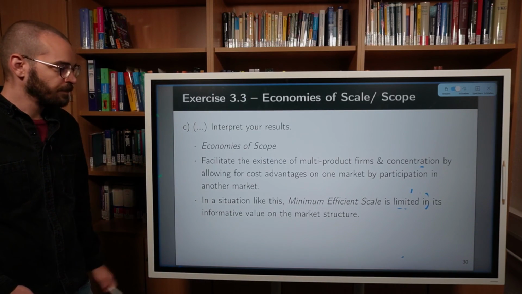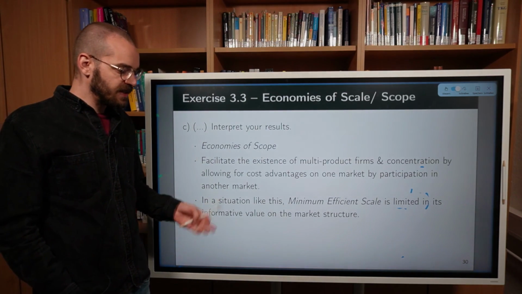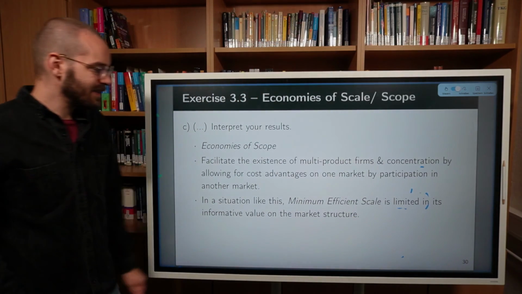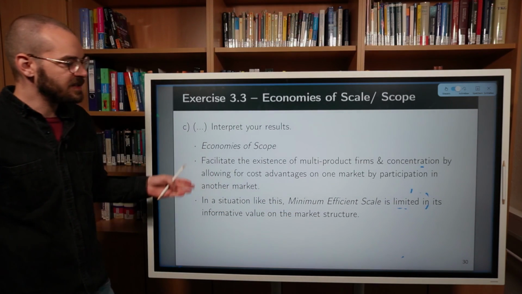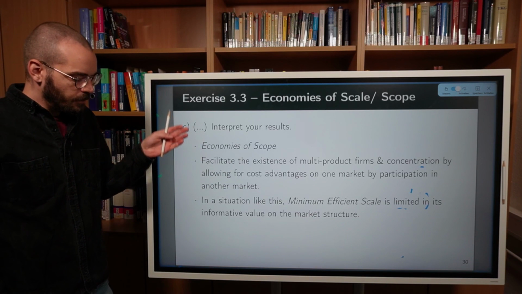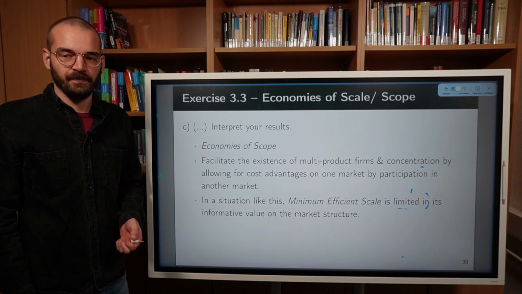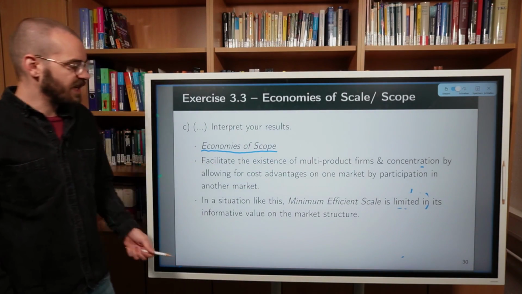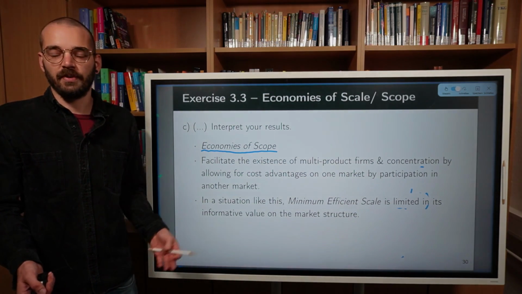All right, so when we want to evaluate this kind of situation, of course, the minimum efficient scale is very limited, because the minimum efficient scale only tells us the scale at which the production in one single market is efficient. But in order to assess economies of scope, we of course have to consider both markets or all markets that are in the scope of this firm.